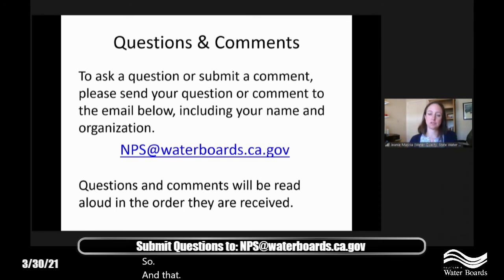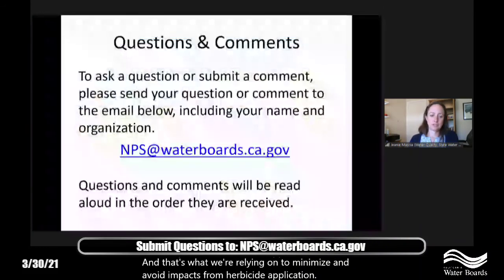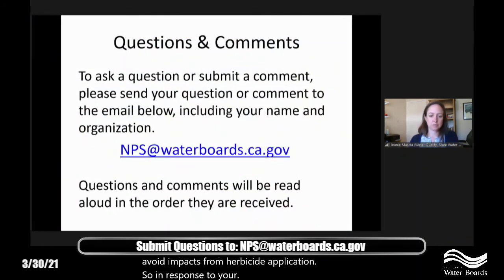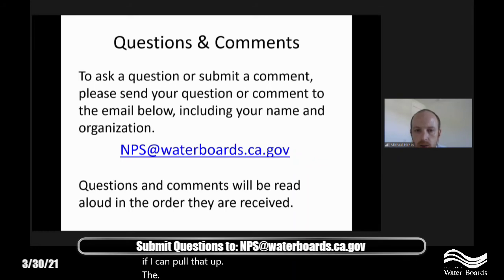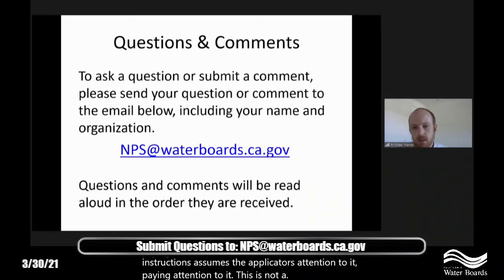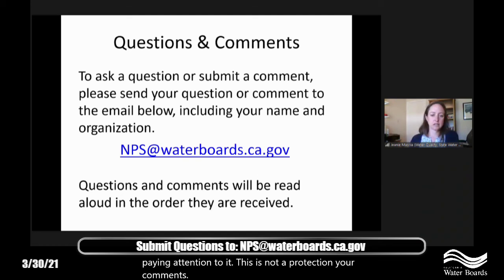And that's what we are relying on to minimize and avoid impacts from herbicide application. So in response to your second question, let me see if I can pull that up. The second question was, as following label instructions assumes the applicator is paying attention to it, this is not a protection. Your comments? Yes, the application of herbicides has to be done by a licensed pest control advisor. And so provided that the person applying the pesticides is trained and certified, then we can hope that they are doing it correctly.